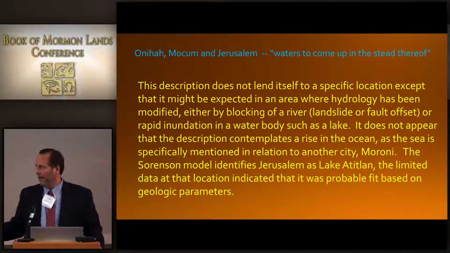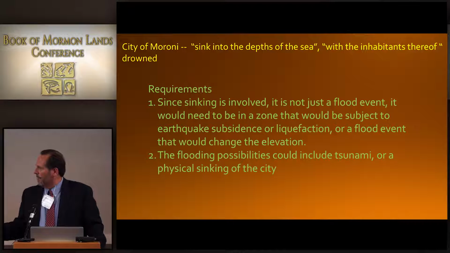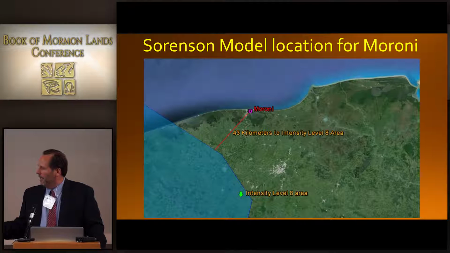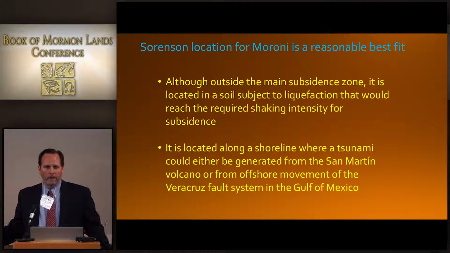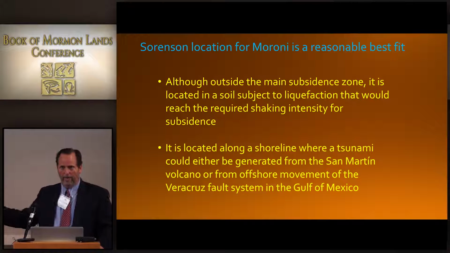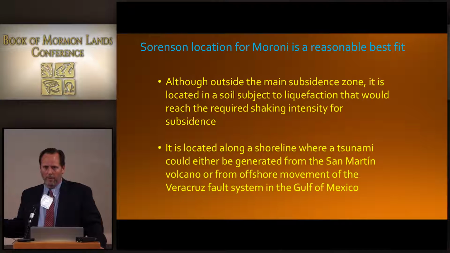Moroni, the city of Moroni was the one that went into the sea. Sorensen had it here. It's outside of the zone that I had modeled with the attenuation, but if you lay in the additional lateral spreading and liquefaction map that I had, it actually will fall within the zone. So I'm not saying that's the location of Moroni, I'm just saying that's where Sorensen's location actually has geologic parameters that fit.